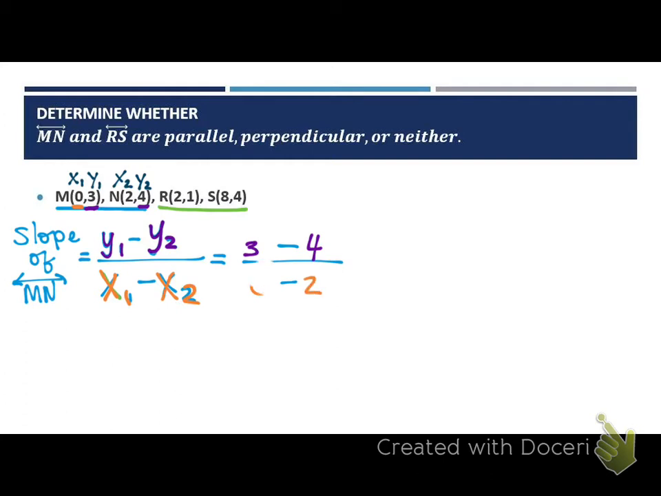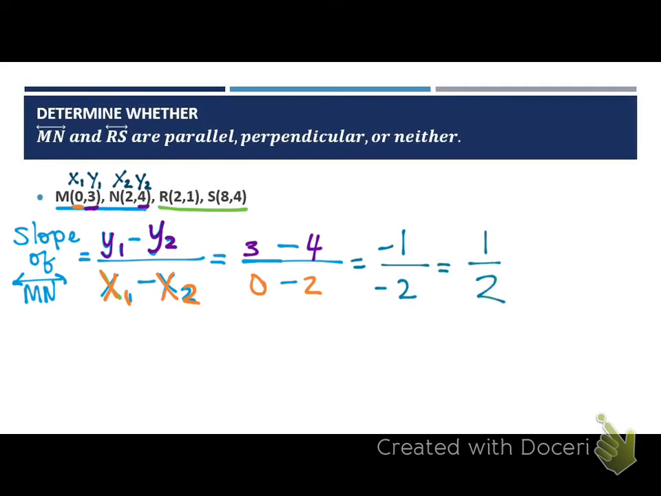So here's how you can double check that you are correct. You should be able to read a coordinate. 0, 3 is one of the coordinates we started with. Yes. The same thing with the other. We have 2, 4. Was that a coordinate that we had? Yes. You cannot mix and match how you want. But we have 3 minus 4, which is -1, and 0 minus 2, which is -2, and this reduces to 1/2.